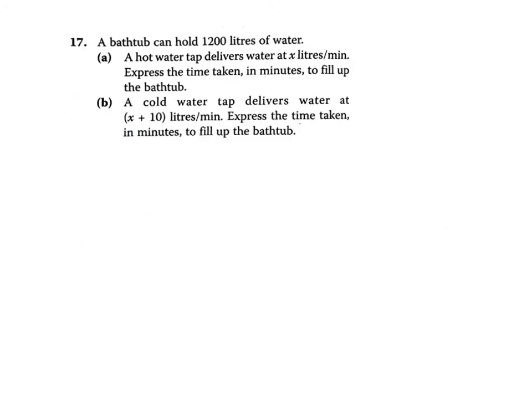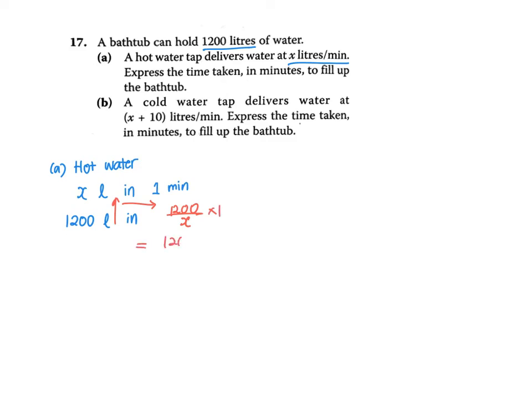Okay, a bathtub can hold 1,200 liters of water. A hot water tap delivers water at a rate of x liters per minute. So for hot water, it means x liters in 1 minute. Okay, find the time taken to fill up the whole bathtub. The whole bathtub has 1,200 liters. So 1,200 liters will take 1,200 over x times 1. So that will give you 1,200 over x minutes.